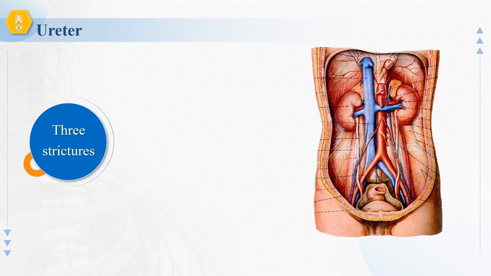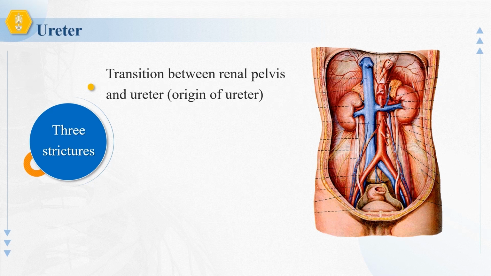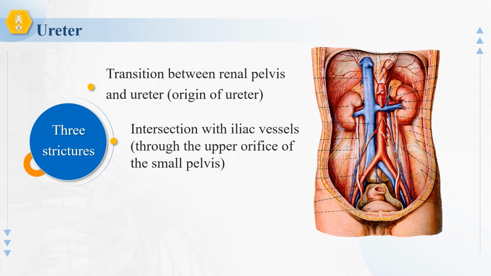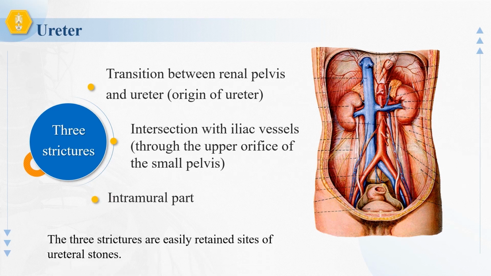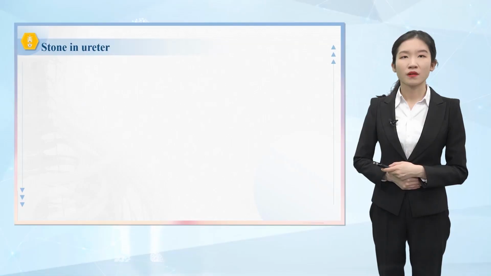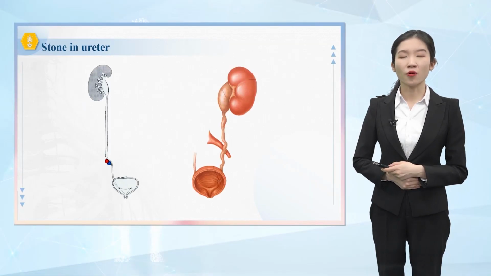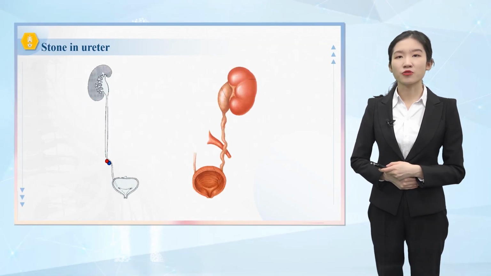It has three strictures. The first one, origin of ureter, the transition between renal pelvis and ureter. Second, intersection with iliac vessels through the upper orifice of the small pelvis. Third, intramural part. And the three strictures are easily retained sites of ureteral stones. In this picture we can see the stone in the ureter and three strictures in the ureter.